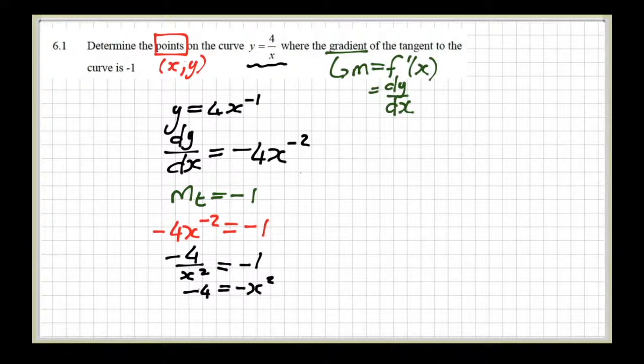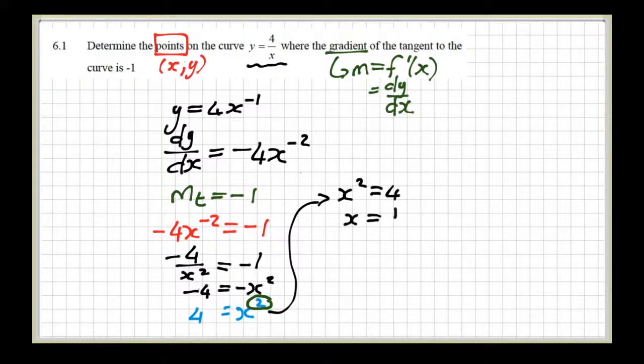Which means, if I solve this, I've got x squared equals 4. Remember, it is an x squared, which means I am going to have two possibilities. So let me just rewrite that: take a root on both sides, but now it becomes plus or minus, square root of 4, which gives me positive or negative 2. In other words, there are two places where this graph has a gradient of -1.